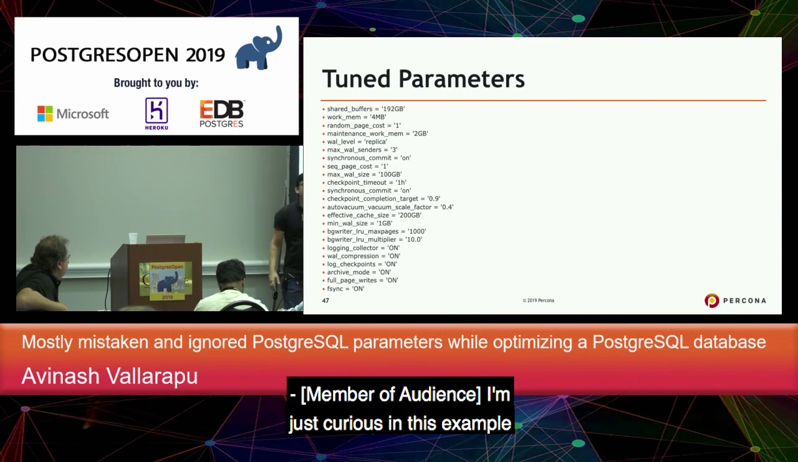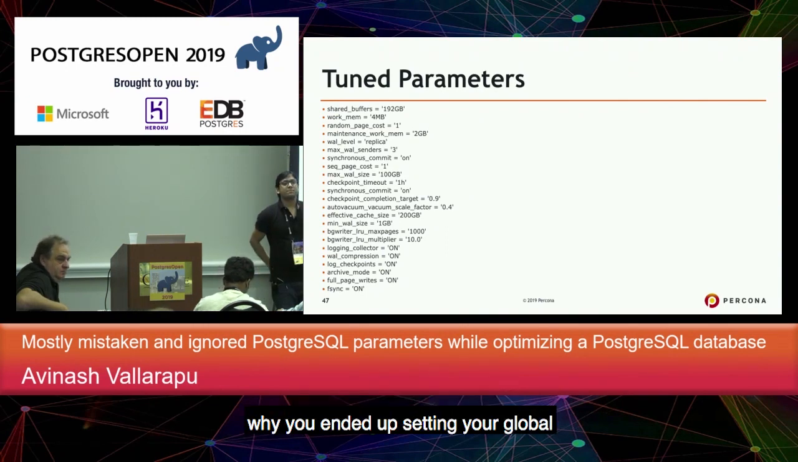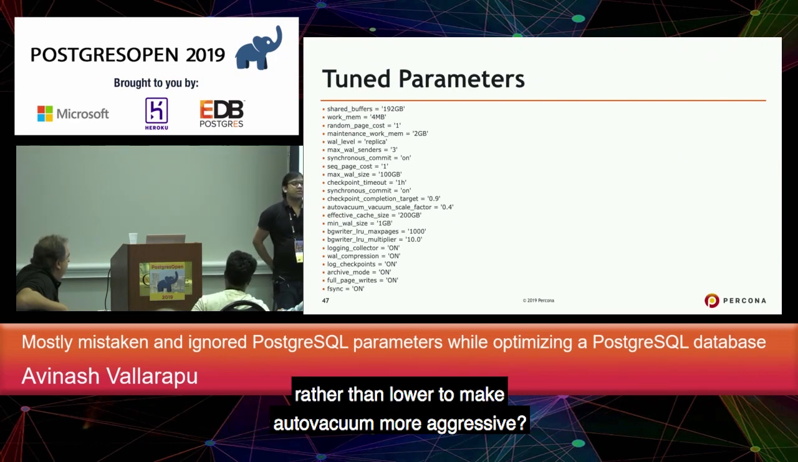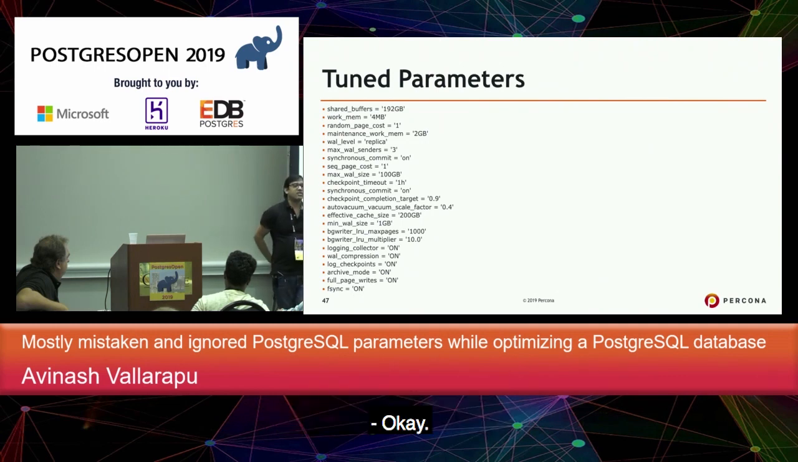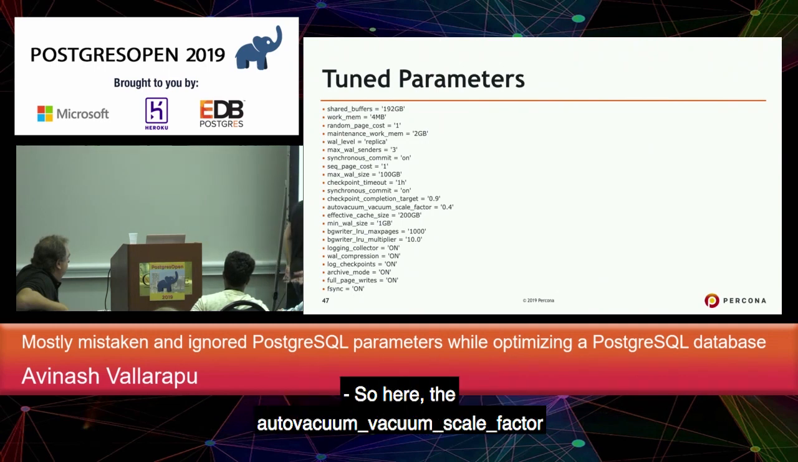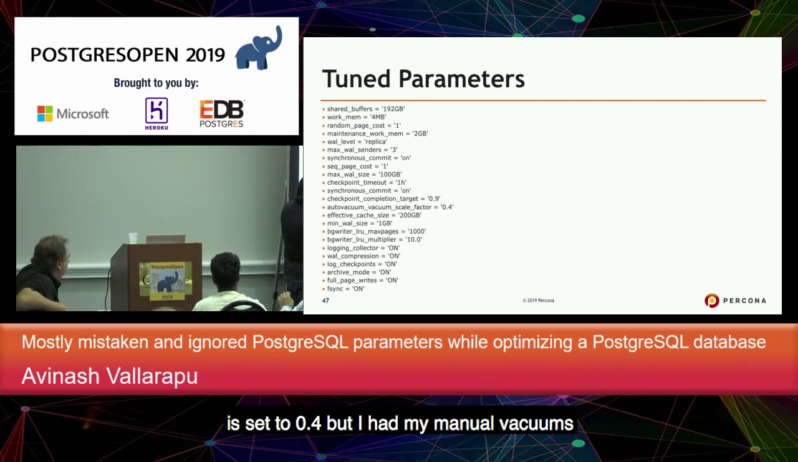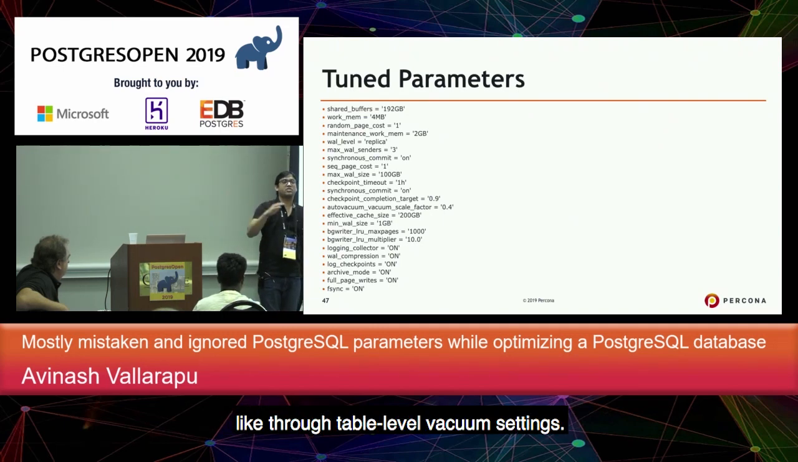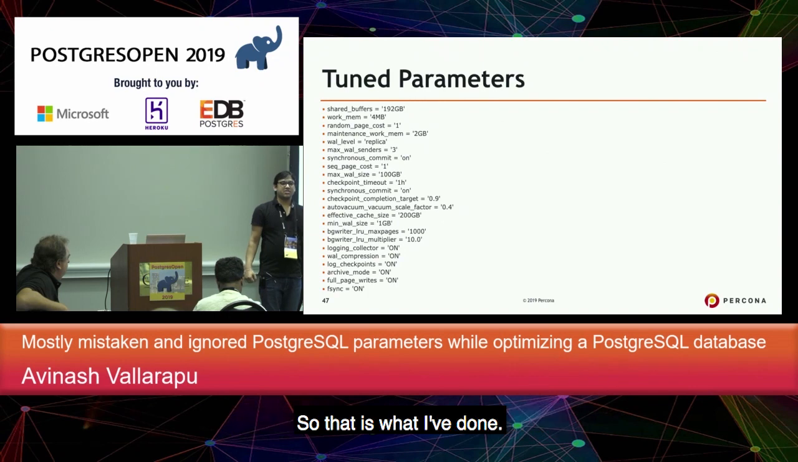I'm just curious in this example why you ended up setting your global autovacuum vacuum scale factor higher rather than lower to make autovacuum more aggressive. It looks like it would be less aggressive. So here, the autovacuum vacuum scale factor is set to 0.4, but I had my manual vacuums running in the backend, like through table level vacuum settings. So that is what I've done.